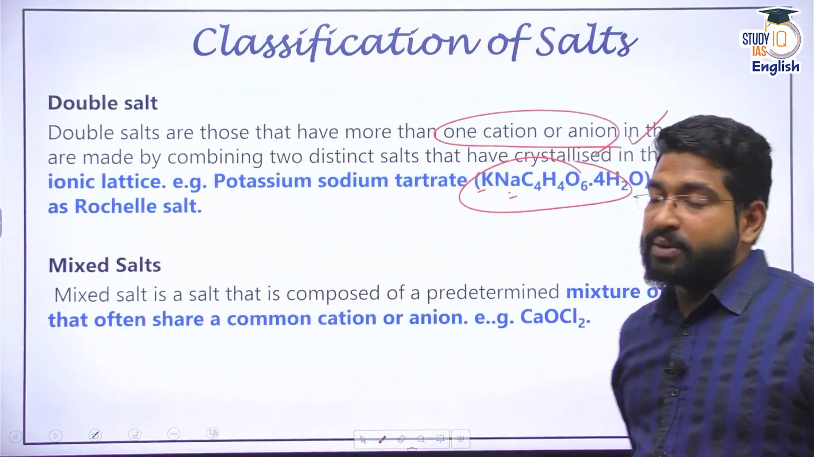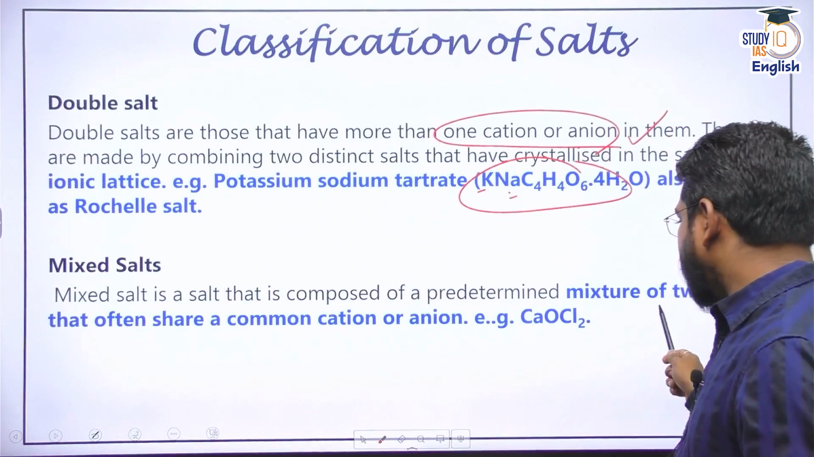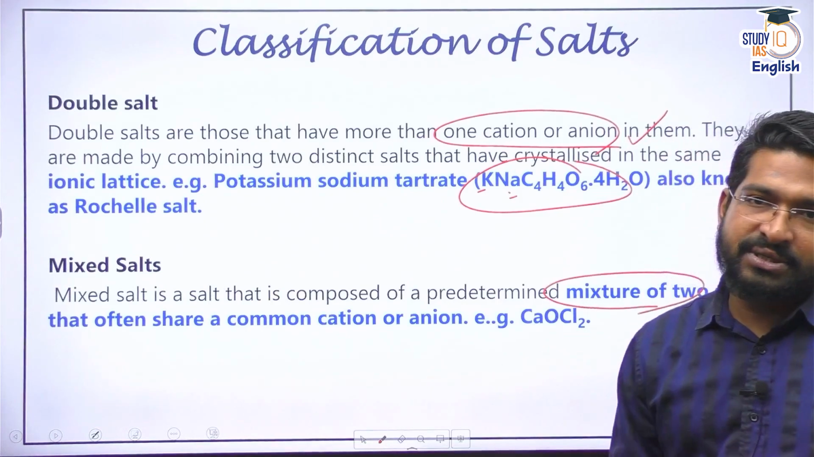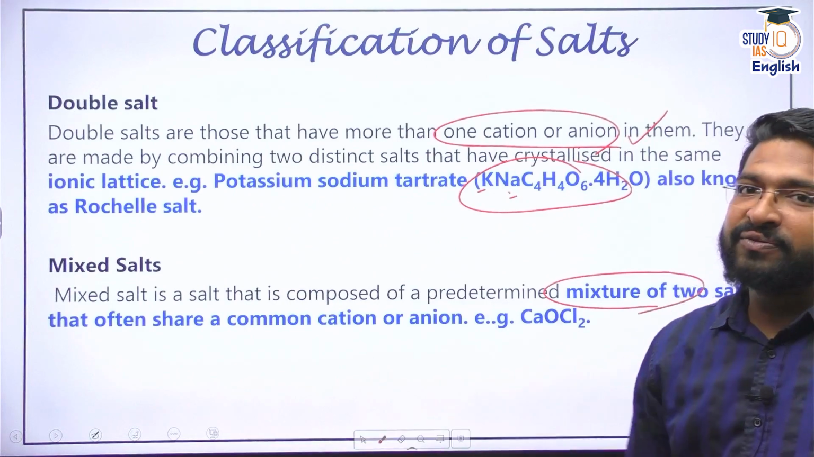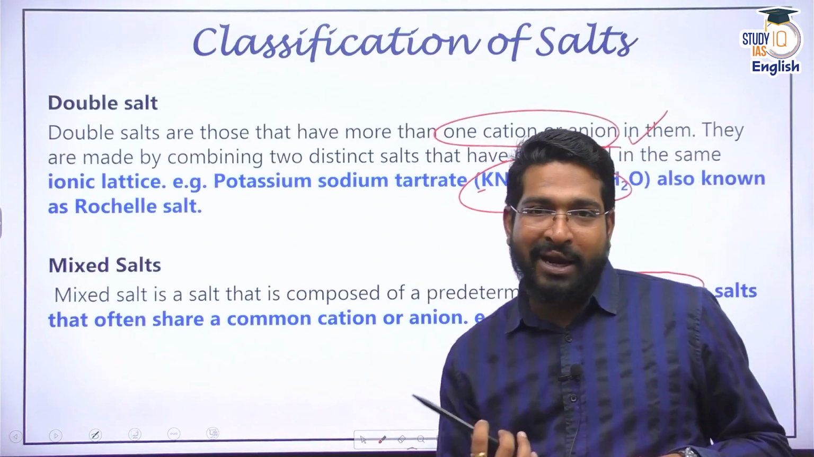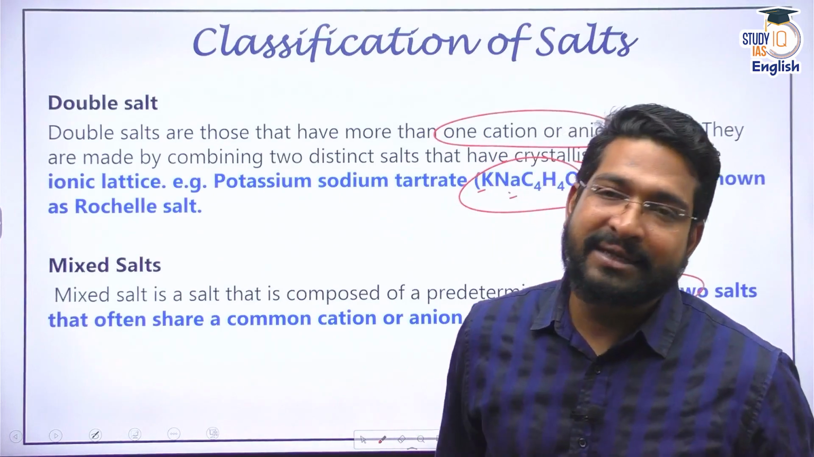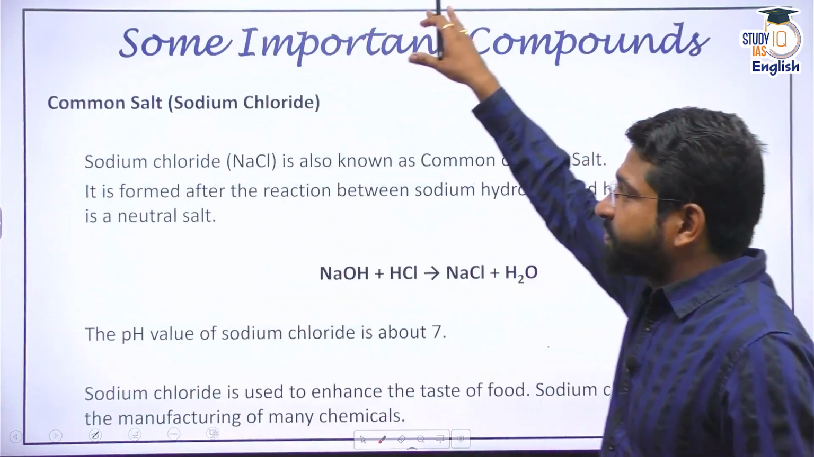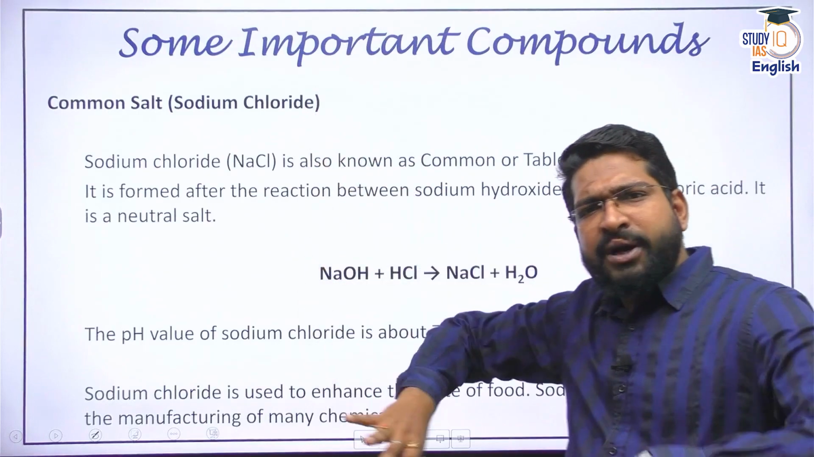Then you have mixed salt. Mixed salt is a salt which is composed of a predetermined mixture of two salts. We'll talk about one of the mixed salts, that is calcium oxychloride. We also call it bleaching powder. We'll talk about that. Now, from these salts, we talk about some of the most important compounds that we use in our day-to-day lives.